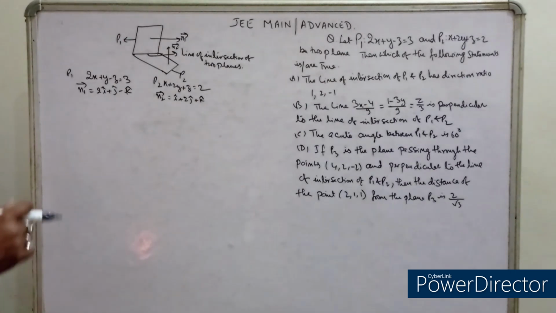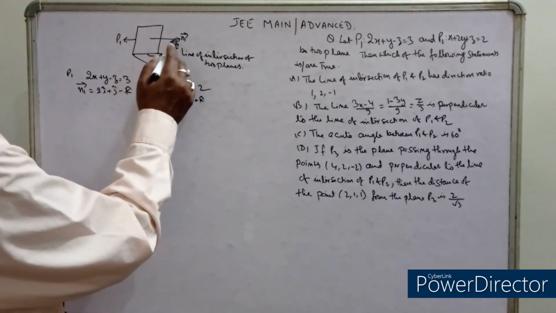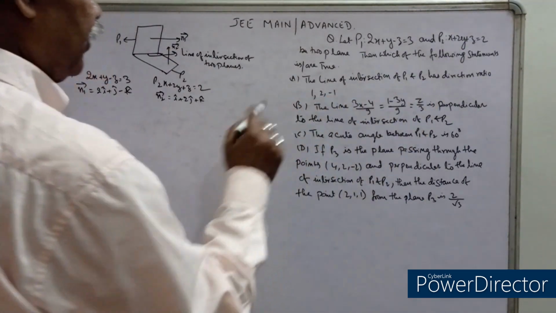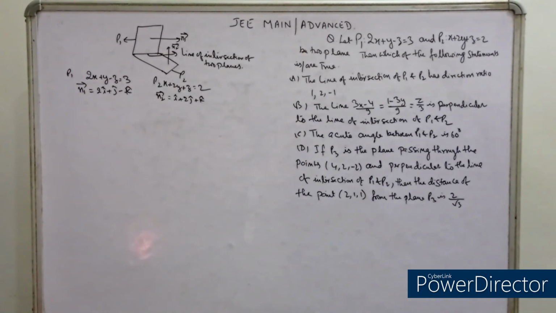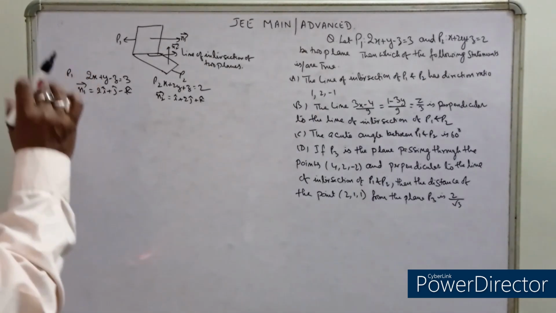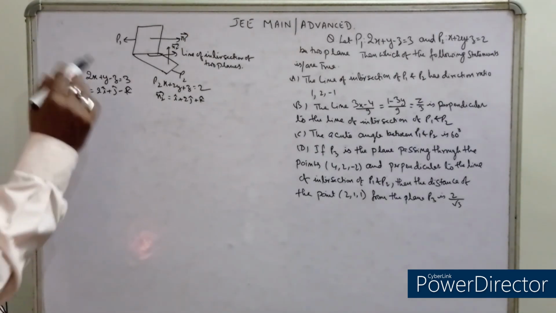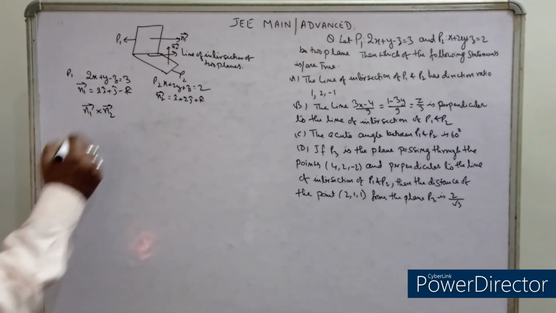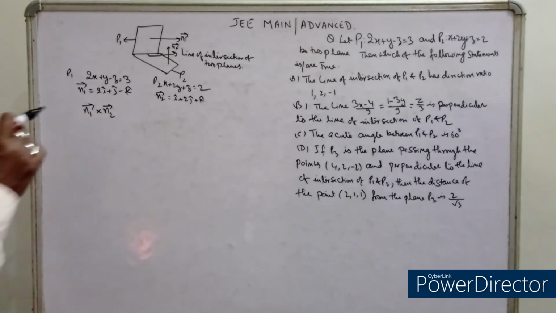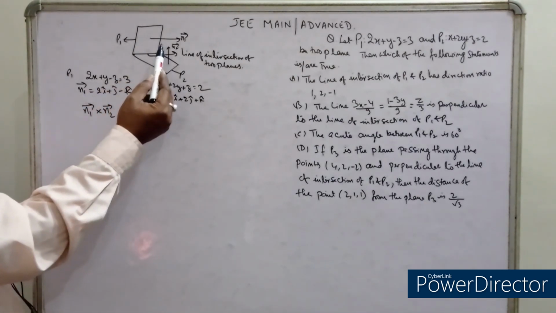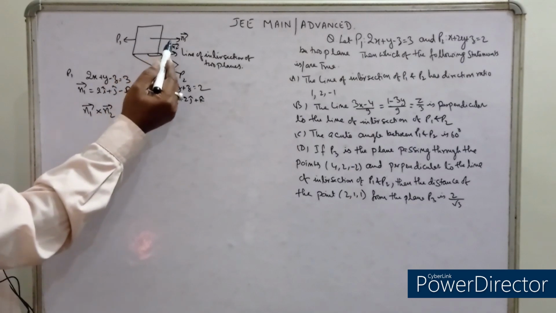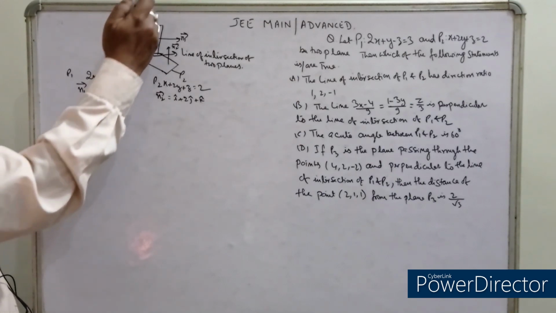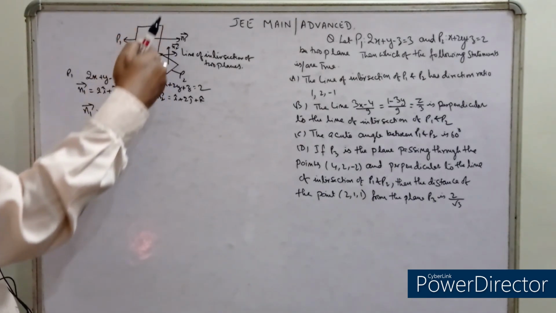So now this is n1 vector and n2 vector. The line of intersection has the direction ratios this. Now to find this, I am going to find n1 vector cross n2 vector. Why? Because when I do this cross, I get a vector which will be perpendicular to the plane containing n1 and n2.